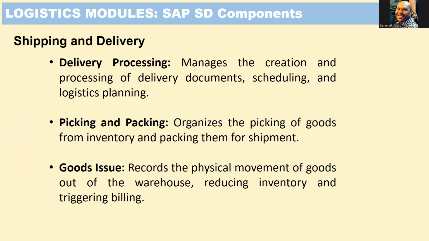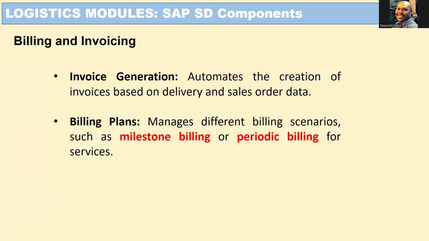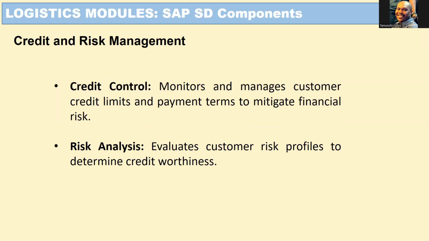Then we have the billing and invoicing in SAP as one of the components. It deals mainly with invoice generation. It automates the creation of invoices based on delivery, sales order, and billing plans, and it manages different billing scenarios, such as milestone billing that we talked about in the PS model, and the periodic billing for services that we also talked about in the PS model.